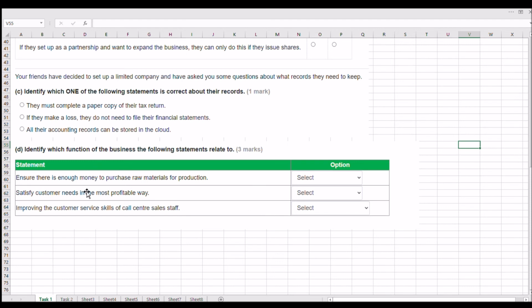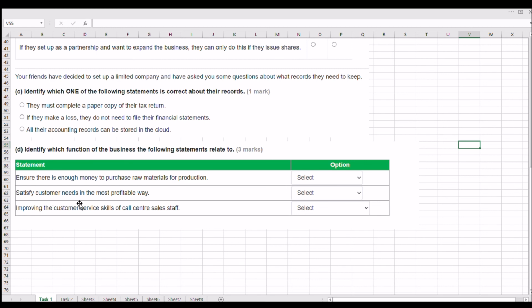But in terms of the functions of the finance department, the first one is to obtain capital at the cheapest price possible. That's what they've got to do. If you see ensure there's enough money, find money, secure money, that's going to be the finance department. I put in raw materials to see whether the purchasing department gets slotted in here, but they don't actually need to find the money to buy the raw materials. The purchasing department's just going to buy them.